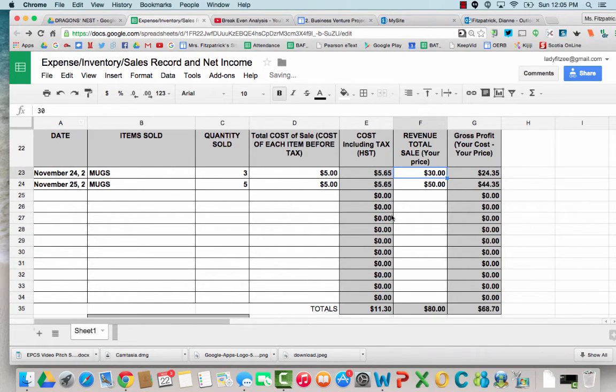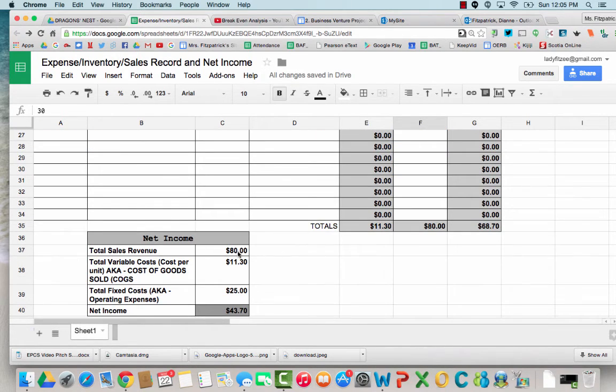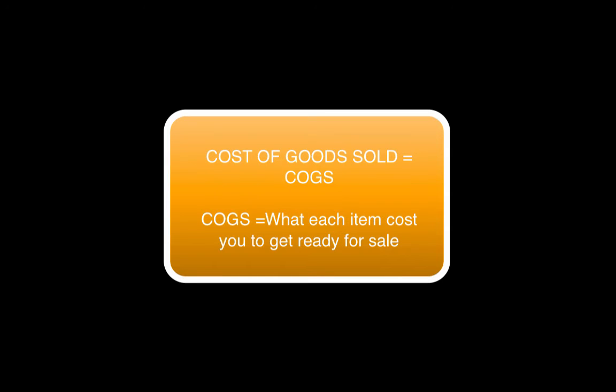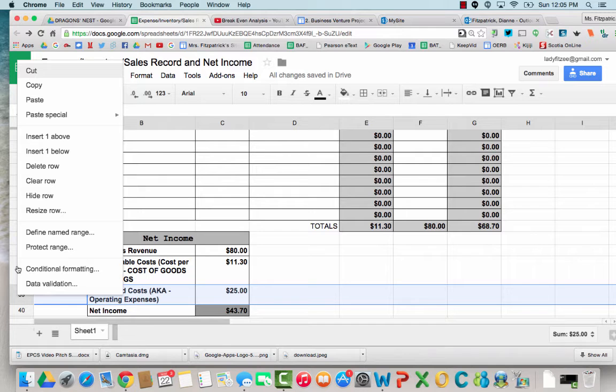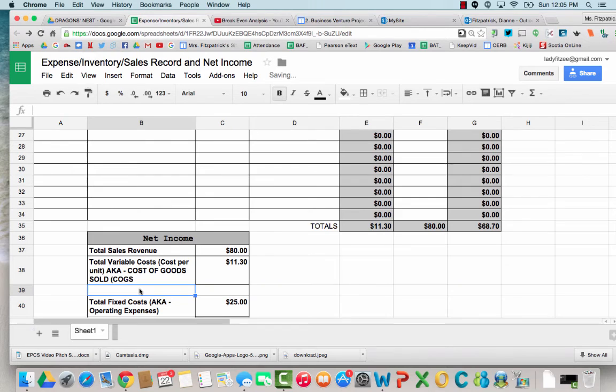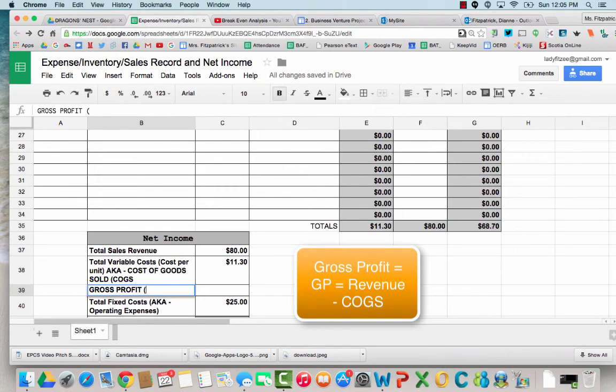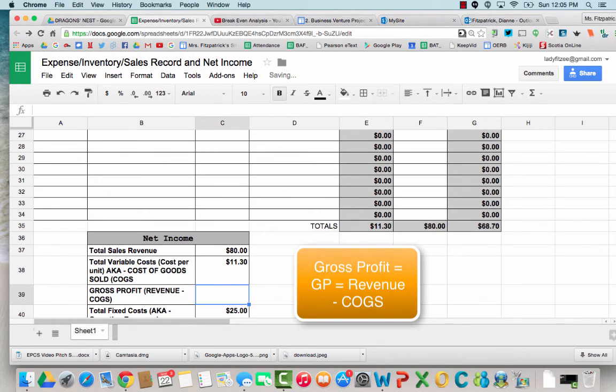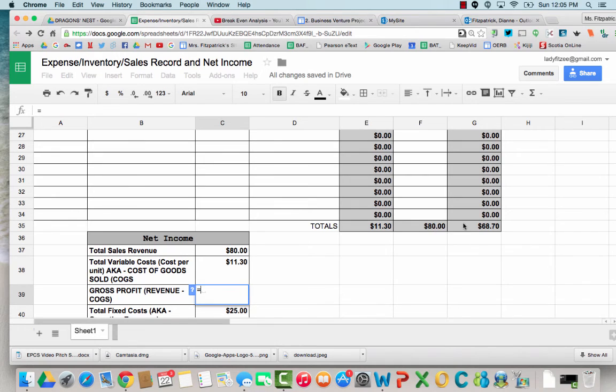There we go. So now the $80 in revenue is going to come here. The $11.30 in variable cost is going to come here. I'm going to put the gross profit in here because gross profit is actually revenue minus cost of goods sold. I'll get this to calculate for you as well, just like it's doing here.